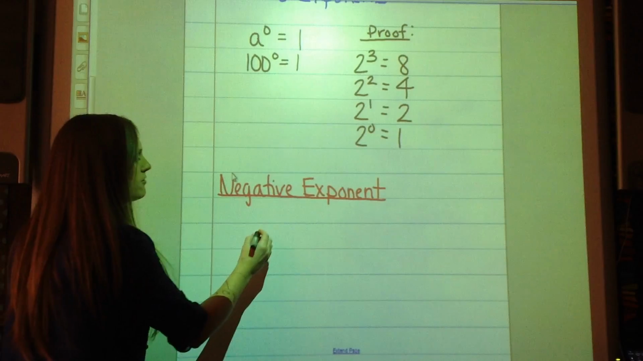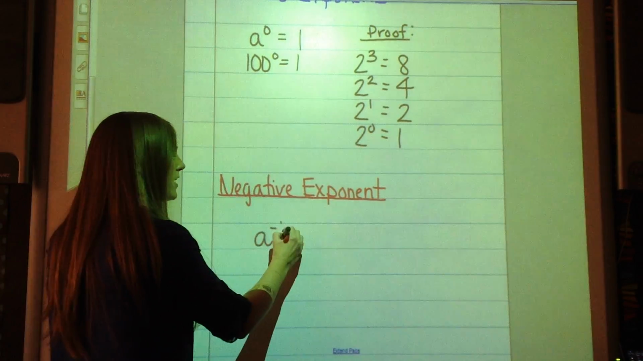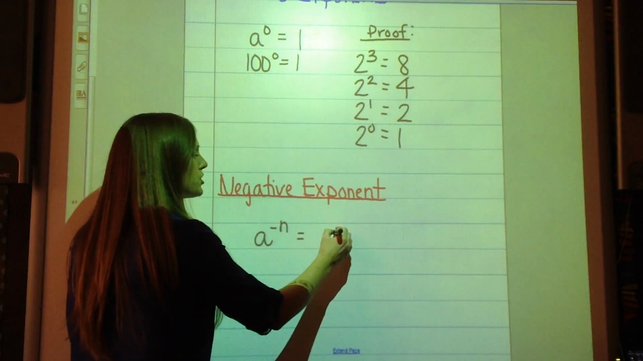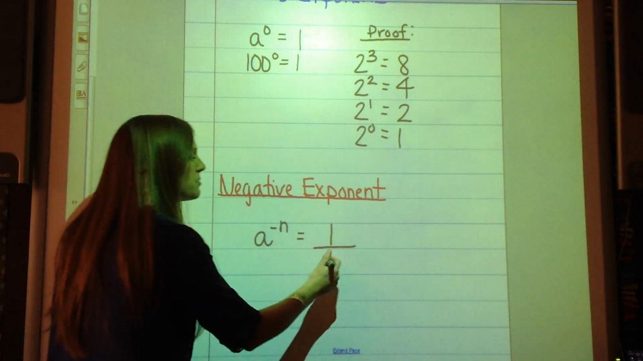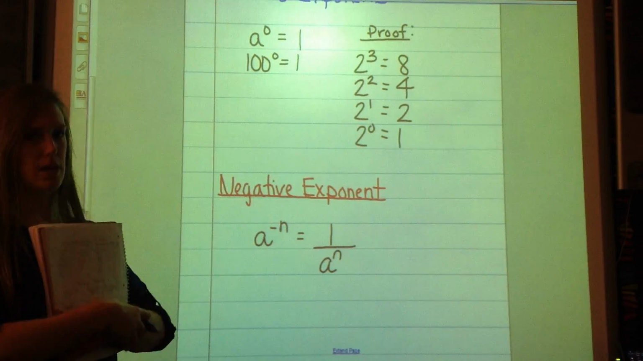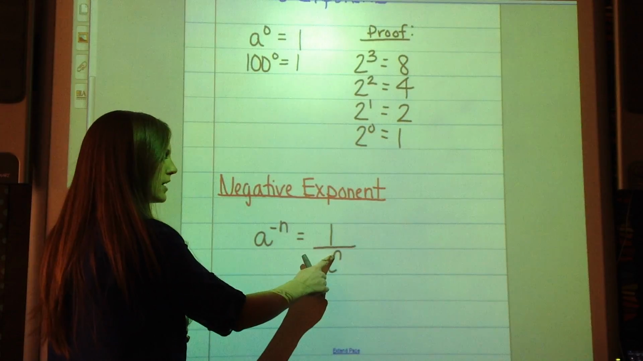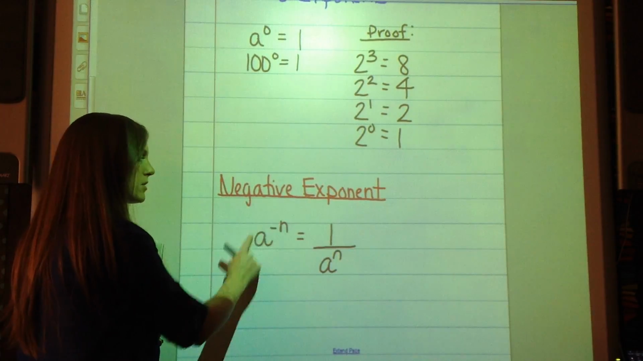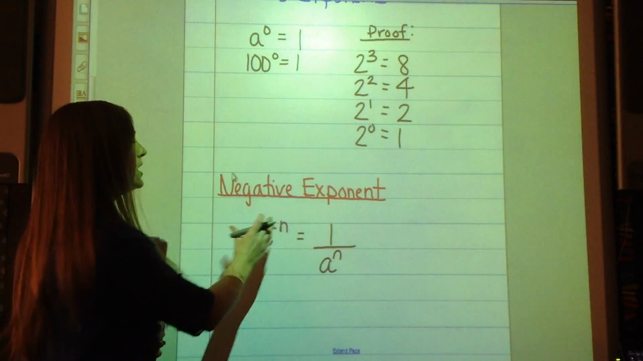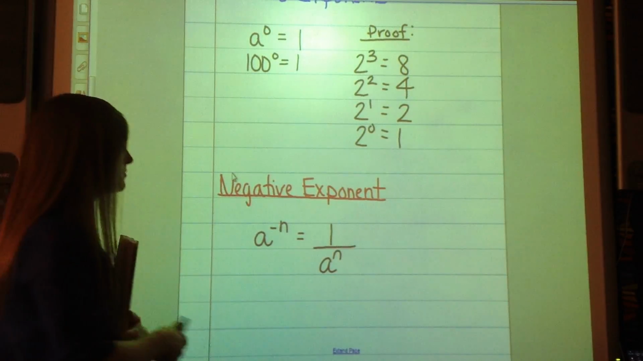When you have a variable or any number base, and it has a negative exponent, so n represents any number, what happens is it turns into a fraction where the base and the exponent go to the denominator. Notice when it moves to the denominator, this negative goes away. So this negative in the beginning of the problem tells you that you need to change the problem into a fraction, and this gets moved into the denominator, becomes positive.